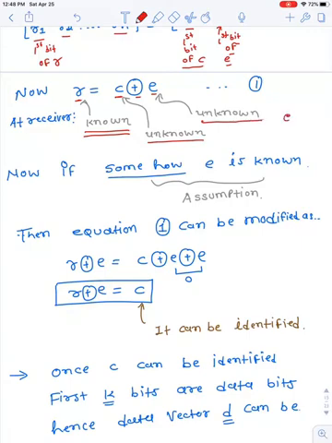If we are sure our error vector is 0 0 0 0, meaning no error, right? Then in this case you are lucky enough to get R equal to C, so you are sure R is always C.